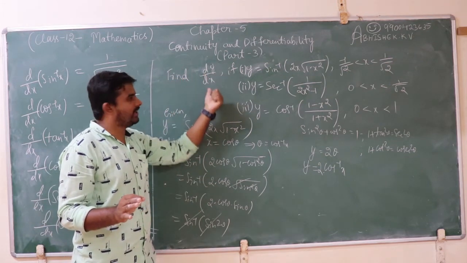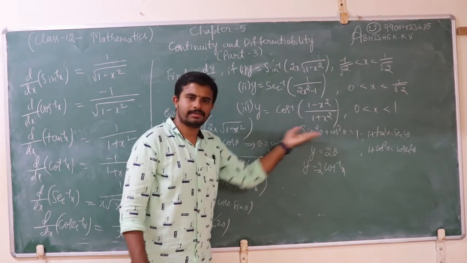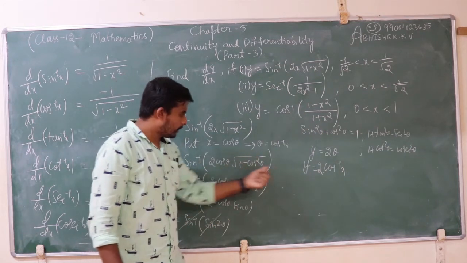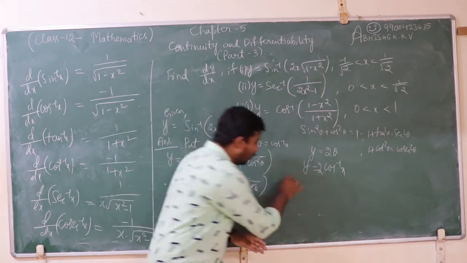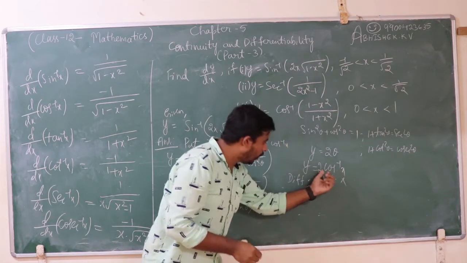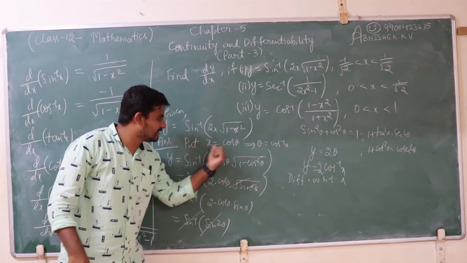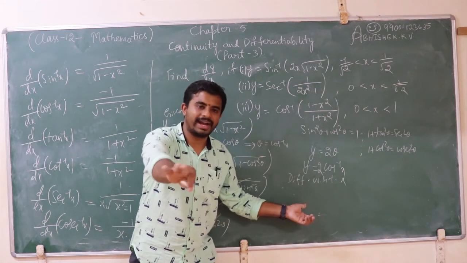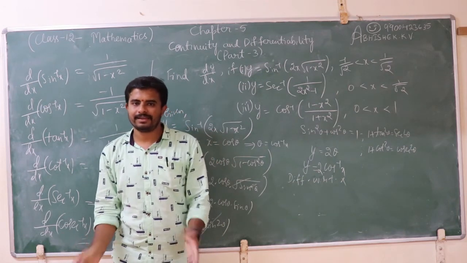If they ask to find dy by dx, then you may take x is equal to cos theta or x is equal to sin theta, because the result says sin square theta plus cos square theta is equal to 1. Therefore, y is equal to 2 cos inverse x. Now differentiate with respect to x, because we know the derivative of cos inverse x. If you take x is equal to sin theta, then it becomes 2 sin inverse x. Then also you have the right to apply the derivative with respect to x, because we know the derivative of sin inverse x. Is it clear?